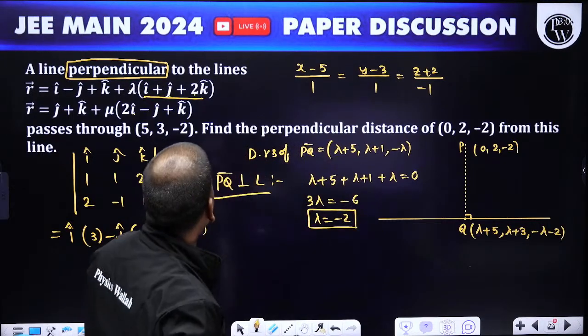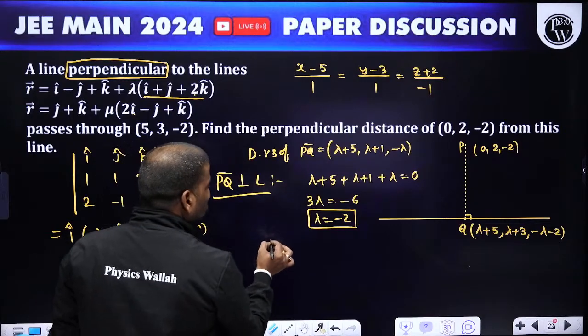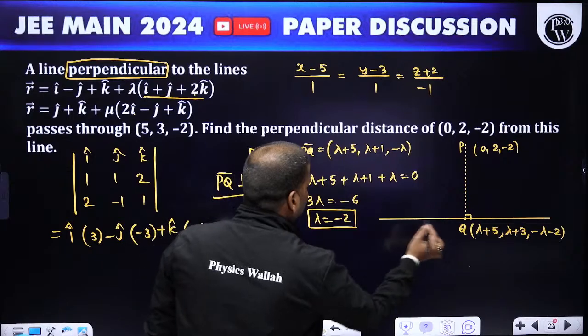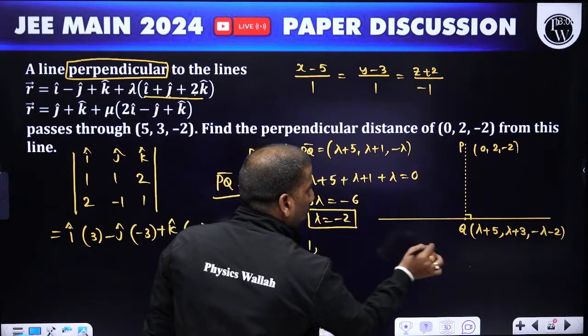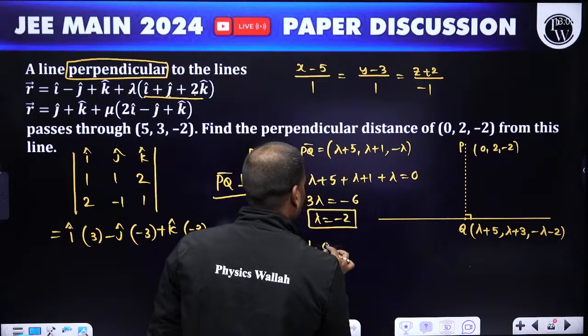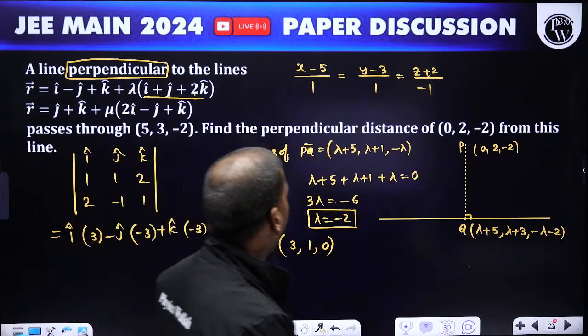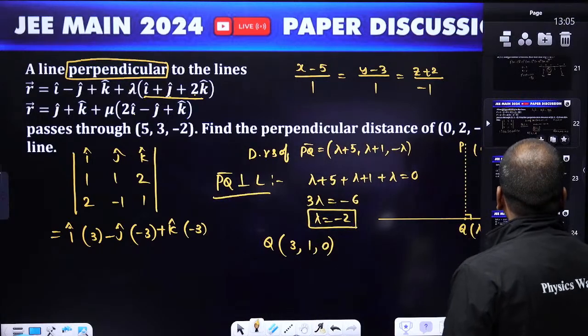So when lambda is equal to minus 2, substitute minus 2 there. Minus 2 plus 5, 3. Minus 2 plus 3, plus 1. Minus 2 of minus 2, that became 0. So 3, 1, 0 will become the foot of the perpendicular.